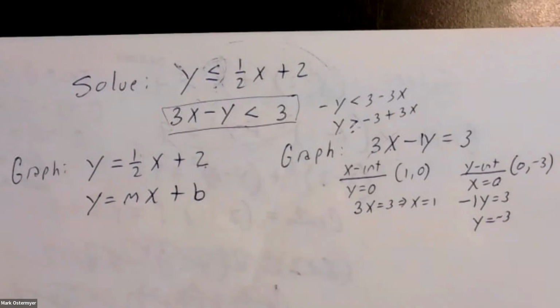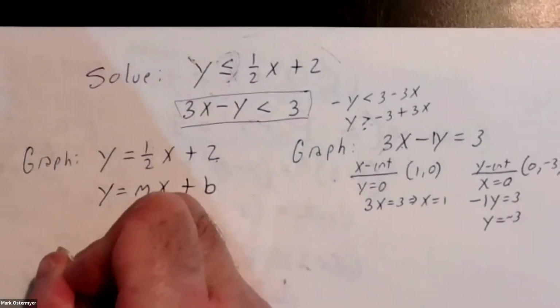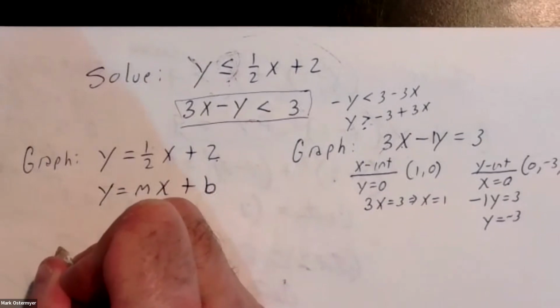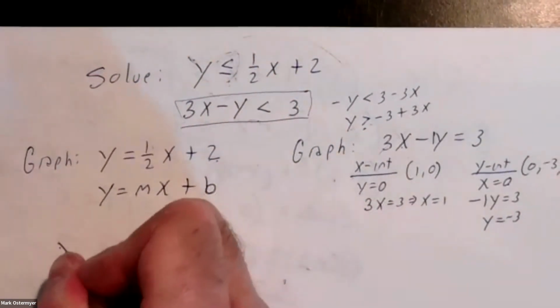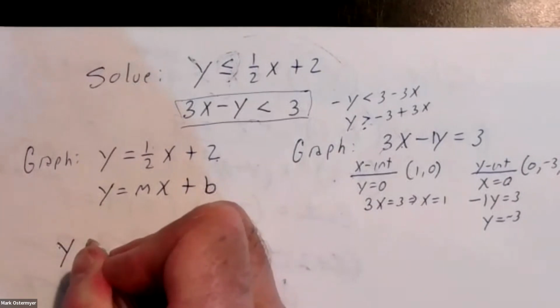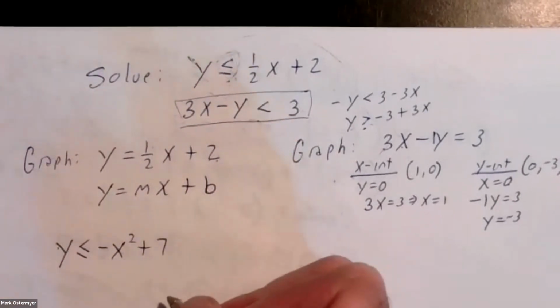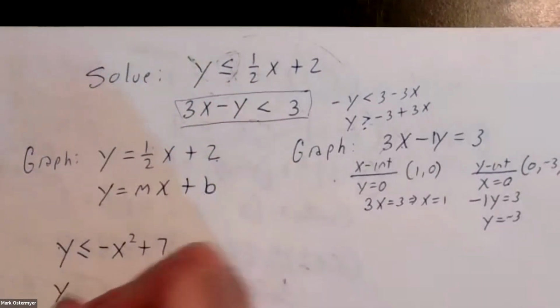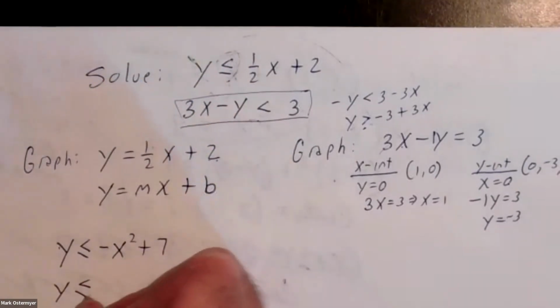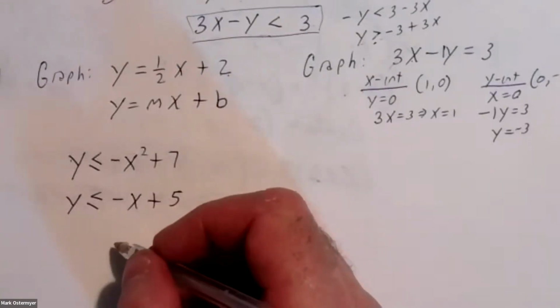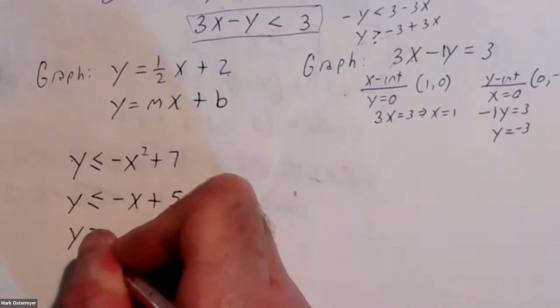All right, so here's the system here. It says y is less than or equal to negative x squared plus 7. Y is less than or equal to negative x plus 5. Is this the classwork or are we just? No, doing this I'm going to do this one here. Okay. And I'll maybe give you one last one.